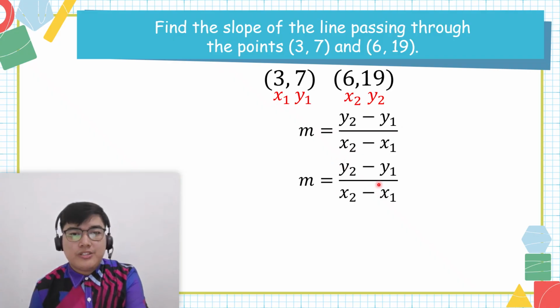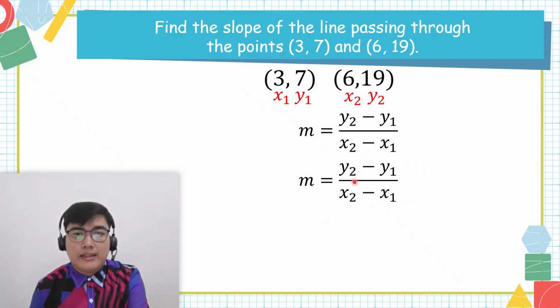We will just substitute the values of x sub 1, y sub 1, x sub 2, y sub 2 in our formula. Let's begin with y sub 2. The value of y sub 2 is 19, minus the value of y sub 1, which is 7. The value of x sub 2 is 6, minus the value of x sub 1, which is 3.